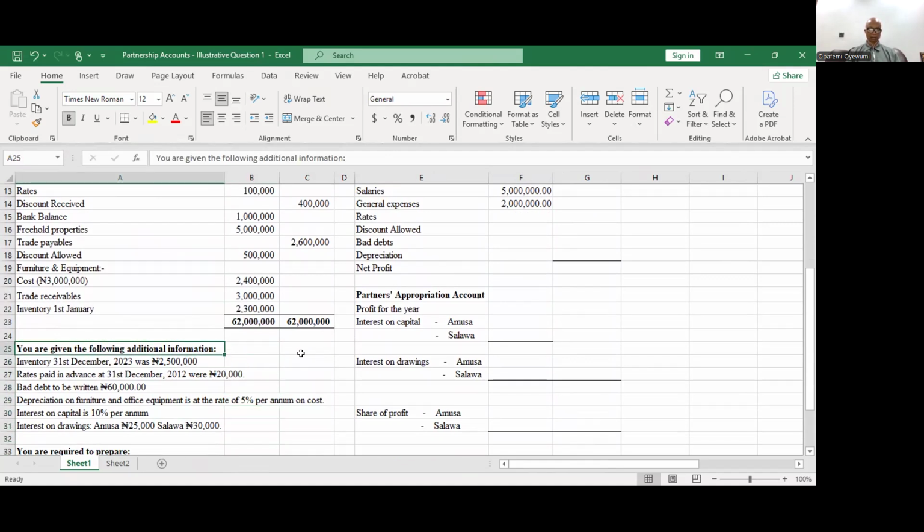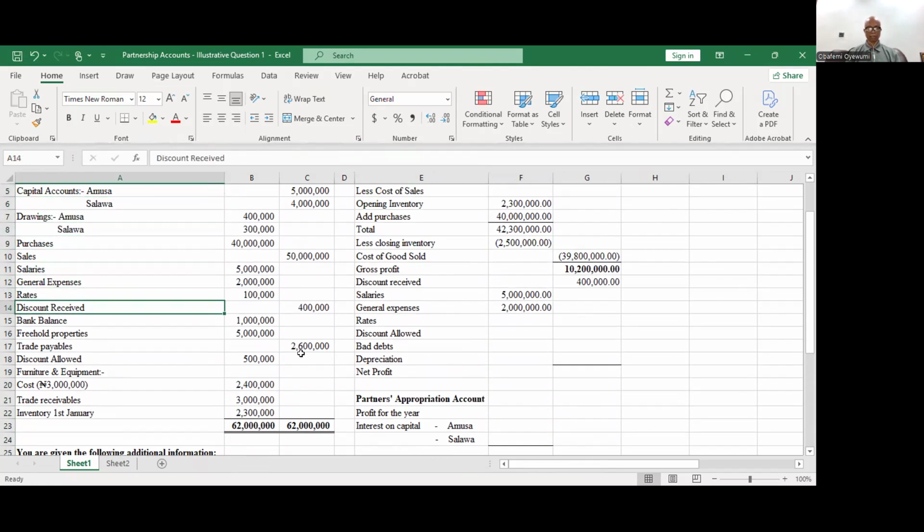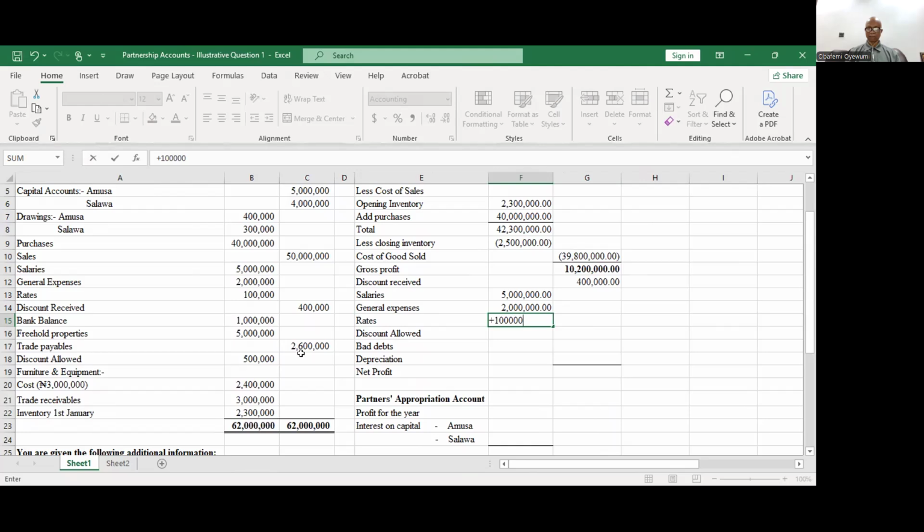your additional information. For rates, the particular amount was given as rates paid in advance. So we're going to deduct 20,000 from the 100,000. That will give us for rates 100,000 minus 20,000, which is 80,000. Discount allowed. We have discount allowed of 500,000.